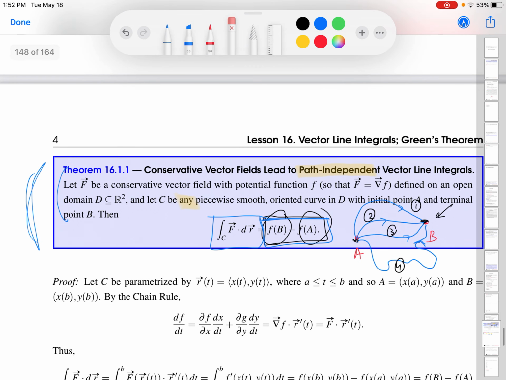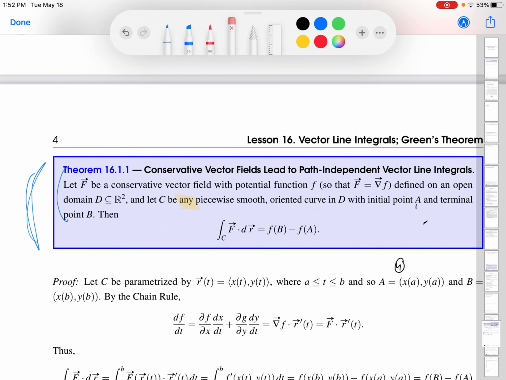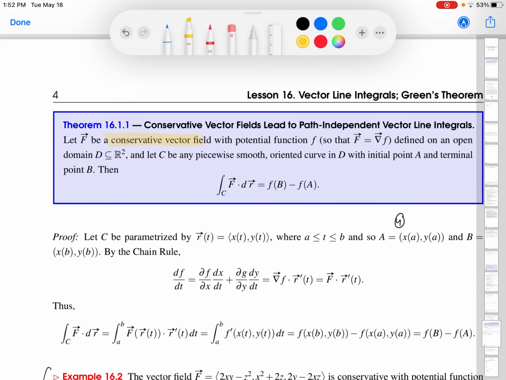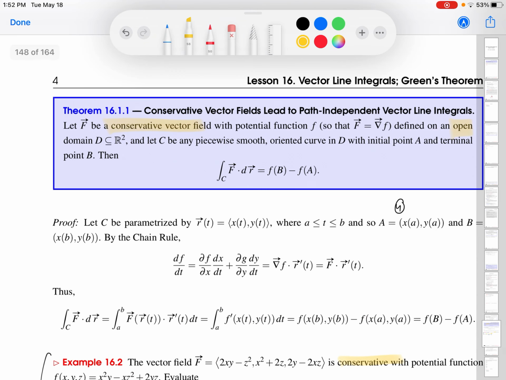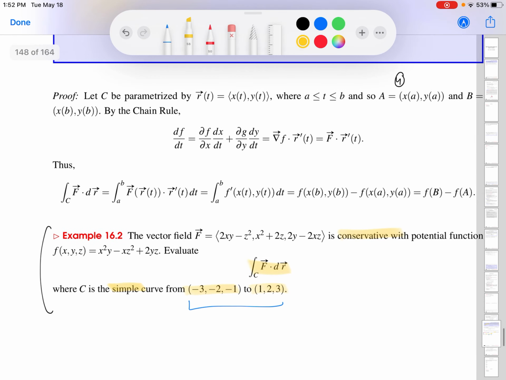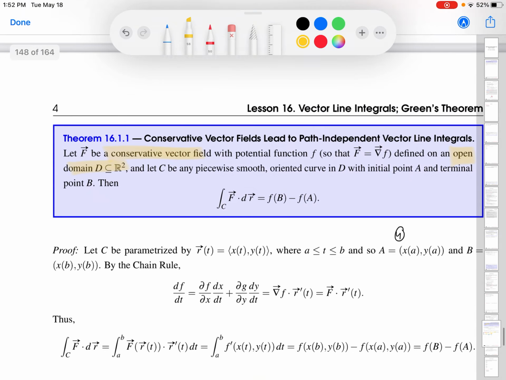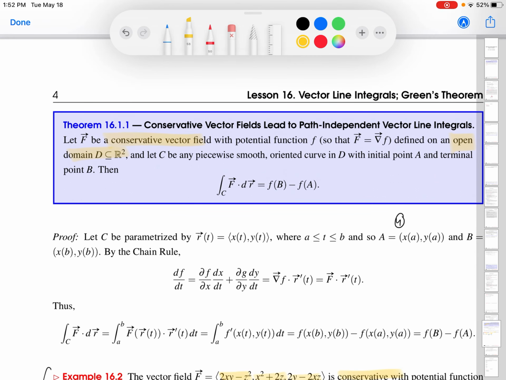So let's see then if everything is satisfying the hypotheses, so we can use this theorem. So let's check. We have a conservative vector field. Yes, we do, we're told, with a potential function f. Great. Defined on an open domain D. We're not told what the domain is, but all of these components and this function itself are continuous, differentiable everywhere. So we can take whatever domain we'd like.